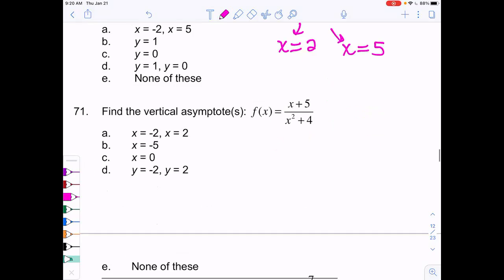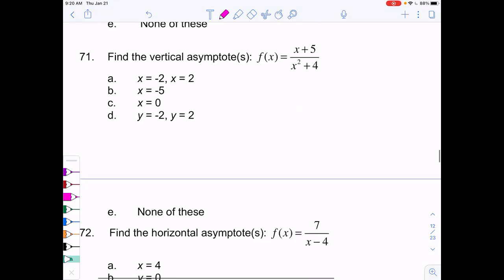In 71, this looks like it might be a mistake. 71 doesn't have a vertical asymptote. This might be a Mrs. Kane notation mistake. Oh, there's another answer there. Phew! There's none of these answers. Like, boy, that's not right. Thank you. I didn't see it down there.